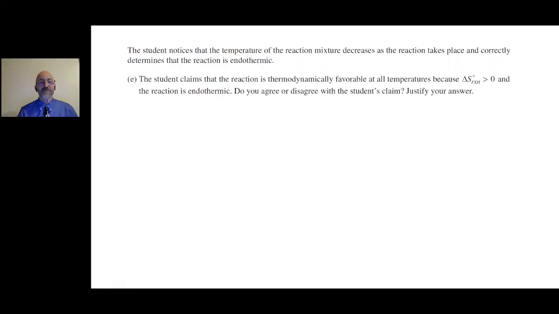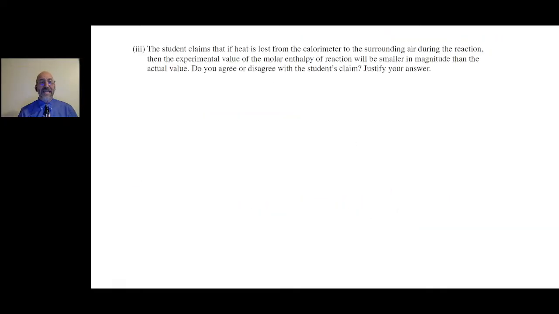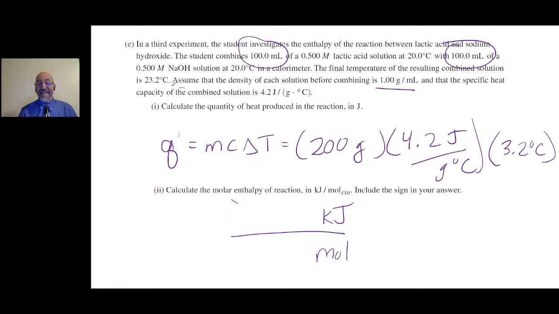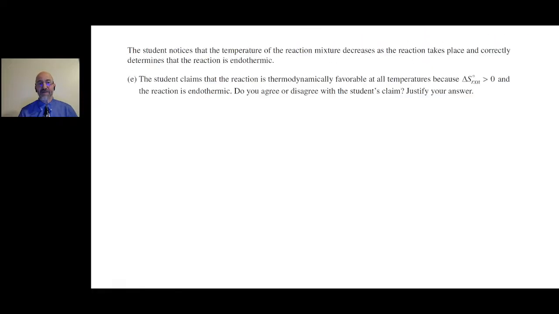Now the last part. Oh no, we actually have 2 more. All right, part E says the student notices that the temperature of the reaction mixture decreases as the reaction takes place. Now, in the previous problem, question 1, it actually got hotter, and that was an exothermic process. This one's getting colder over time. So the student notices that the temperature of the mixture decreases. So this is endothermic. They're telling you it's endothermic.